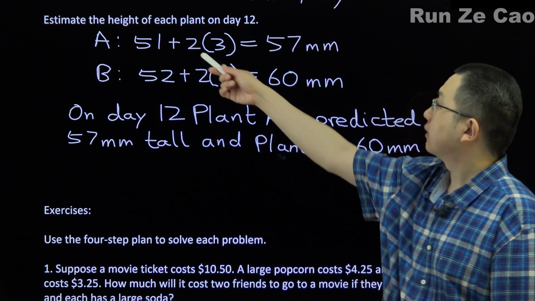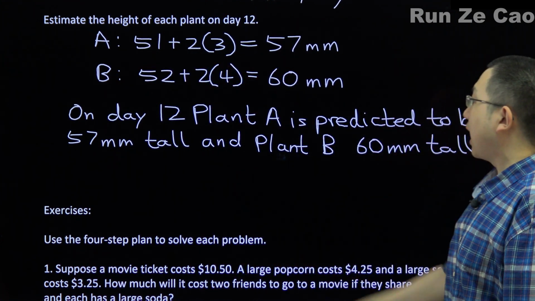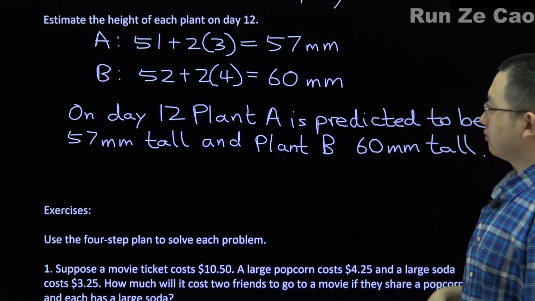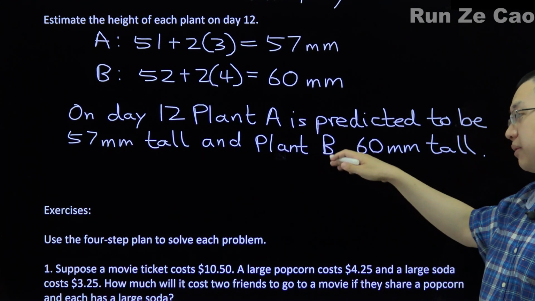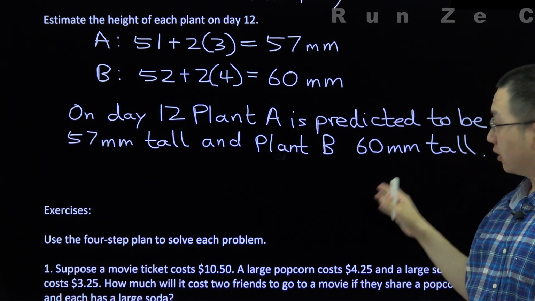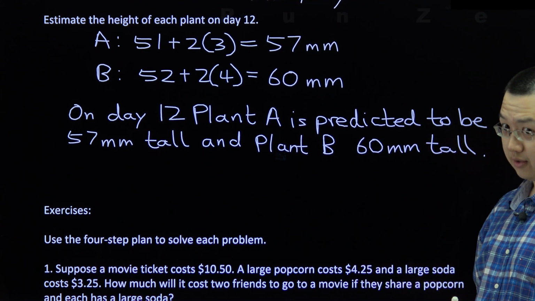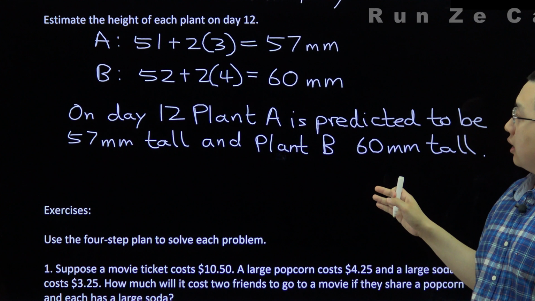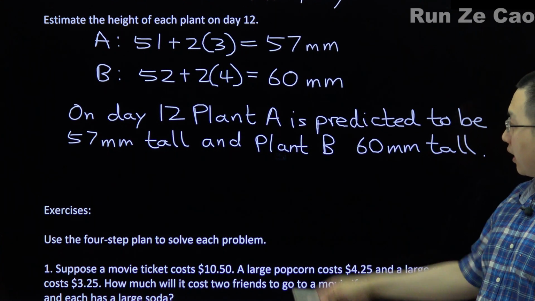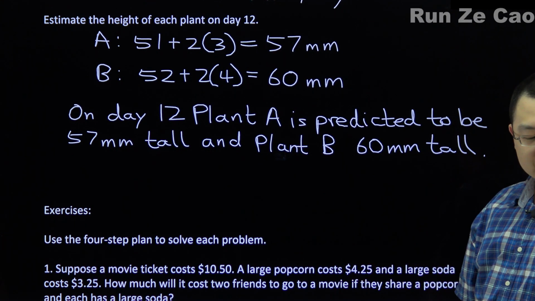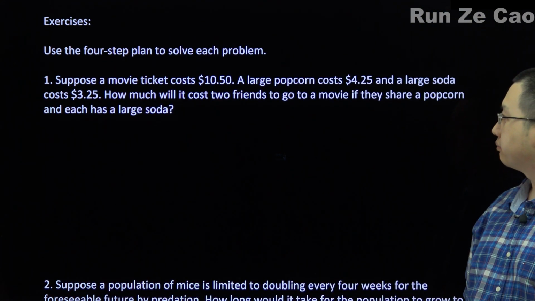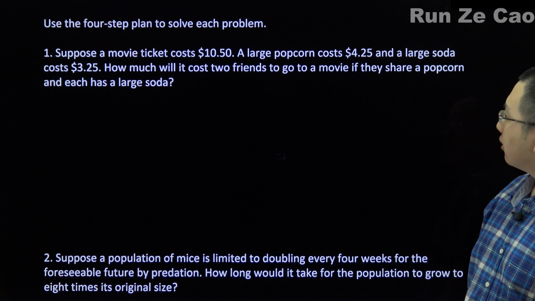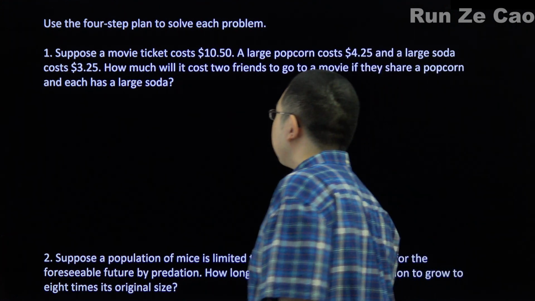In this case, that's this part. The height of plant A on day 12 is 57 millimeters. And height of plant B is whatever it is, in this case, 60 millimeters. Yeah, that's one way you could state it, but here it's grammatically a little bit less curious, shall we say. So let's use a 4-step plan to solve each problem.